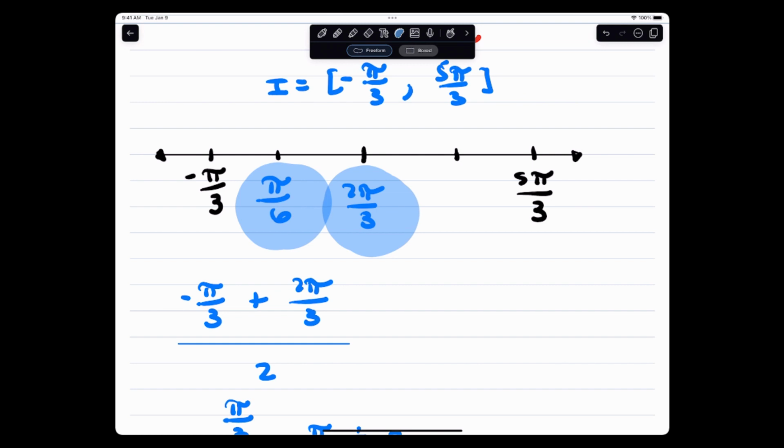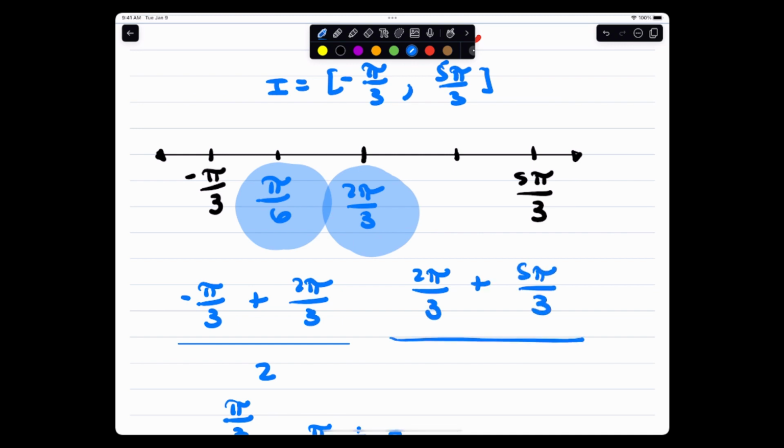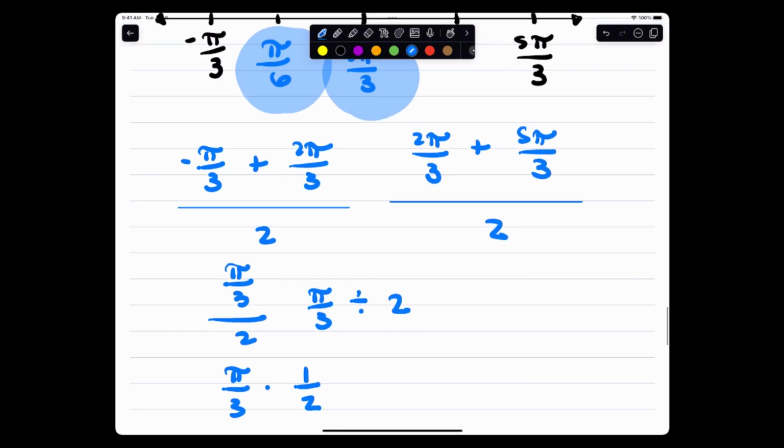I just need the next one. You say, what's the next one? Right over here, right? We're going to have to find midway between 2 pi over 3 plus what? 5 pi over 3 divided by 2. Now, what does that give you?